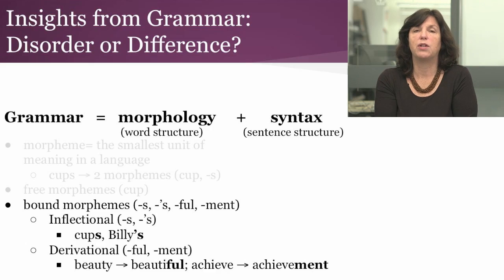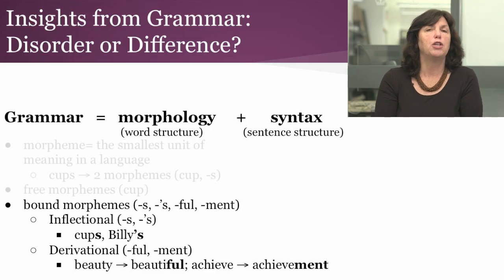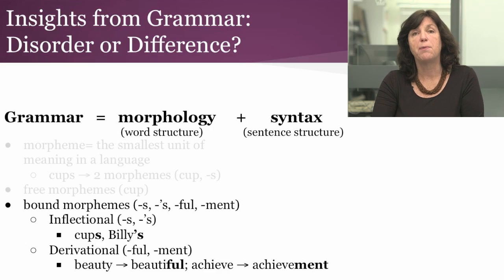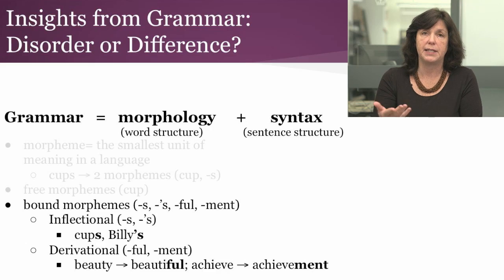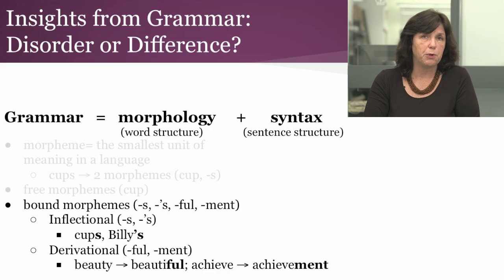The first class is called inflectional morphemes, which modify the function of a word without affecting its meaning or class. So, for example, the plural s changes the number of the word cup to cups, and the possessive s indicates the cup is Billy's cup. Inflectional morphemes do not change the meaning or class of a word. They just modify its function.